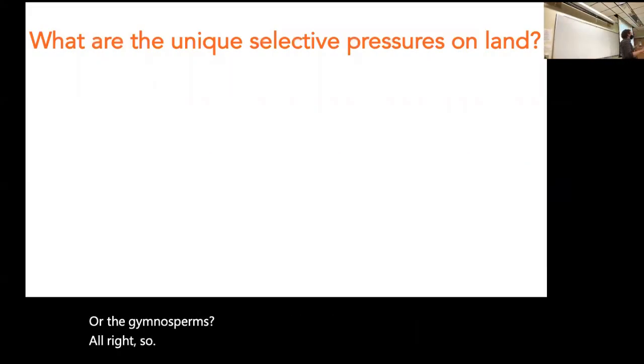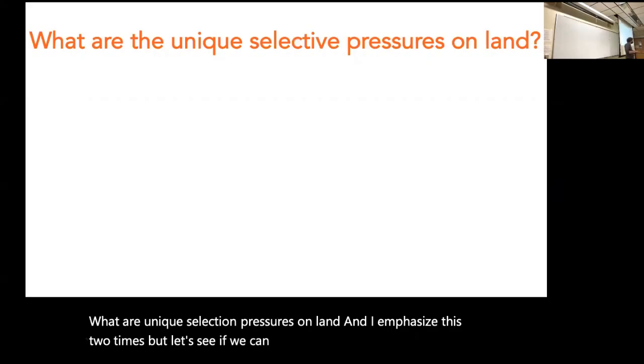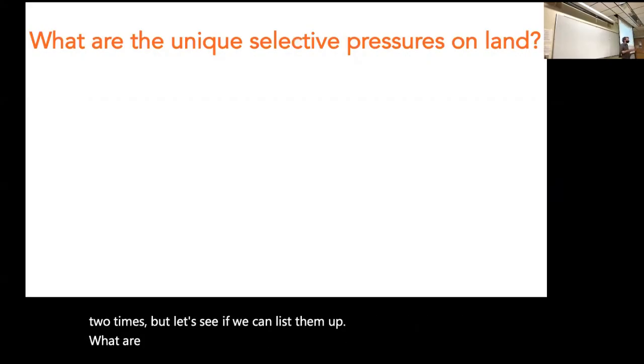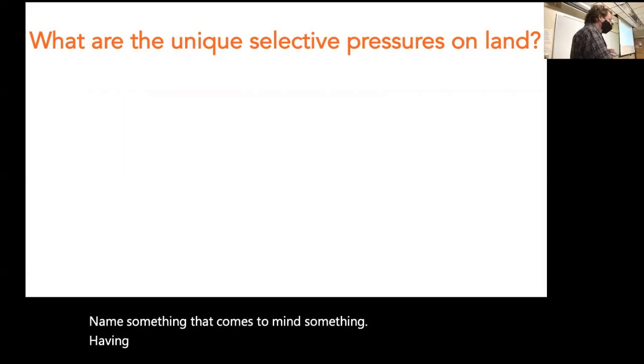So what are unique selection pressures on land? I'm going to emphasize this a few times, but let's see if we can list them out. Okay. What are the unique selection pressures on land? There you go. Name something that comes to mind. Having to reproduce increasingly outside of water. Yeah, okay. Good. What else?